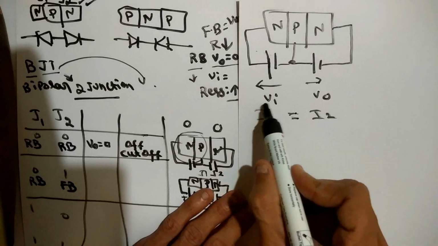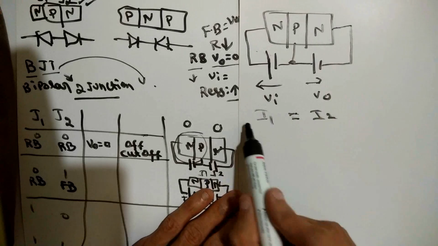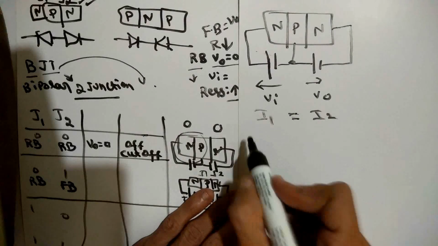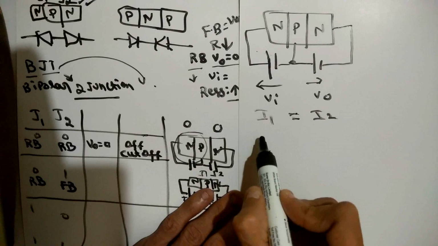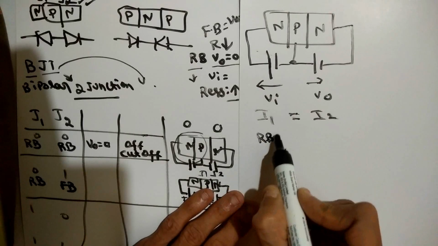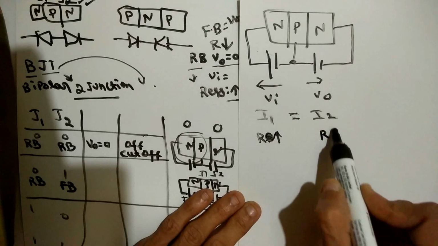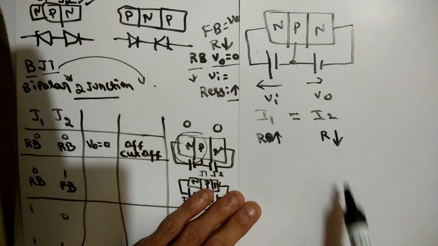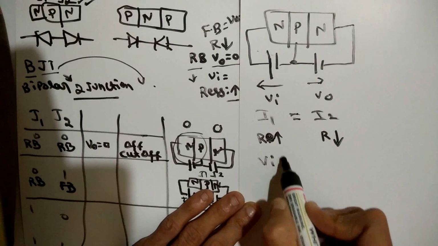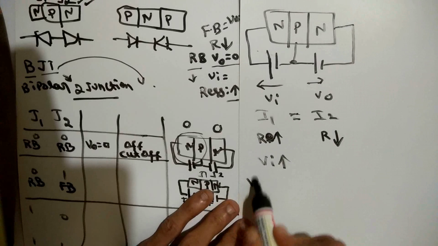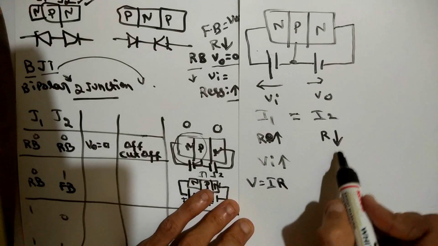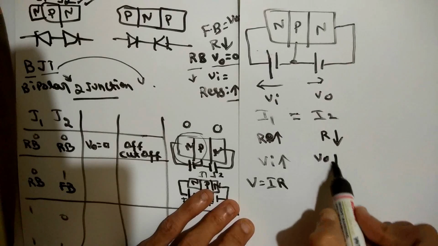Now, what does the voltage actually depend on? The current is the same, so obviously from Ohm's law it depends upon the resistor value. We already discussed that in reverse bias the resistance is very high, and in forward bias the resistance is very low. When the resistance is very high, Vi is a greater value, because the formula is V equal to I into R. Similarly, when the resistance is low, V0 is a smaller value.